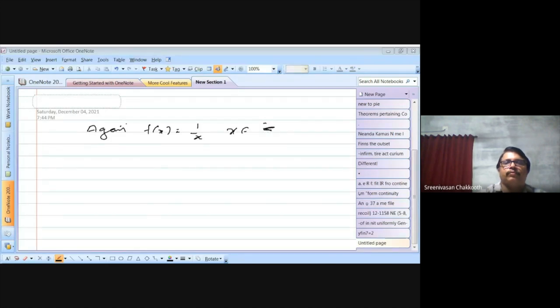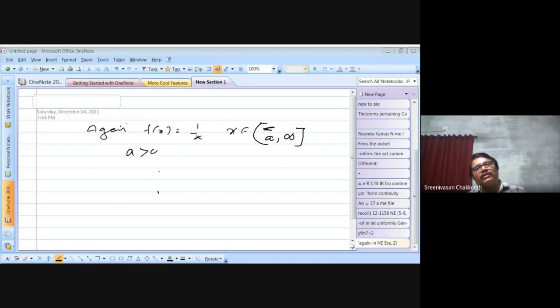Now, x an element of, say, [a, infinity). We consider f of x equal to 1 by x, where x belongs to the semi-closed interval [a, infinity), where a is greater than 0. Is this function uniformly continuous on this interval?